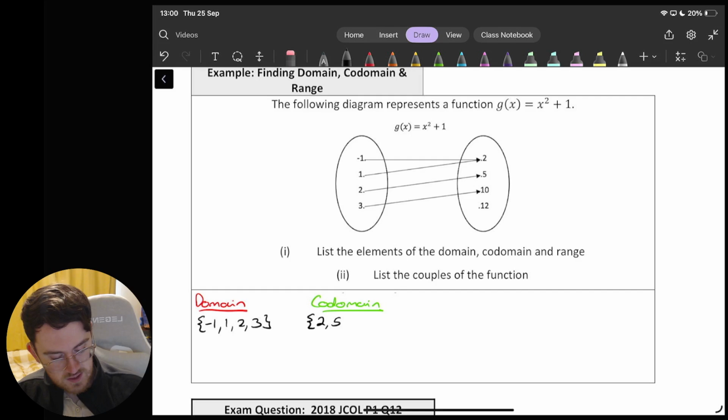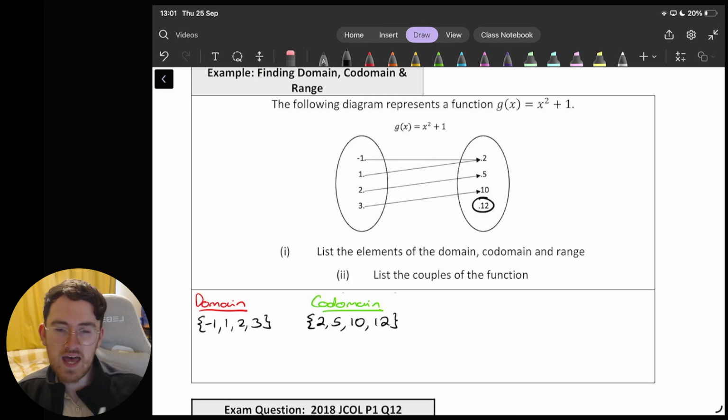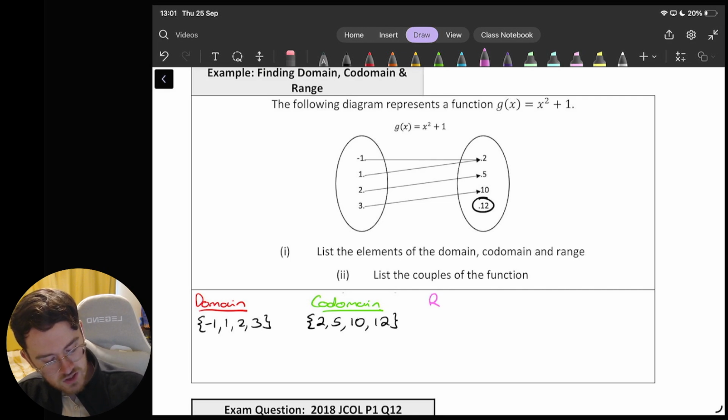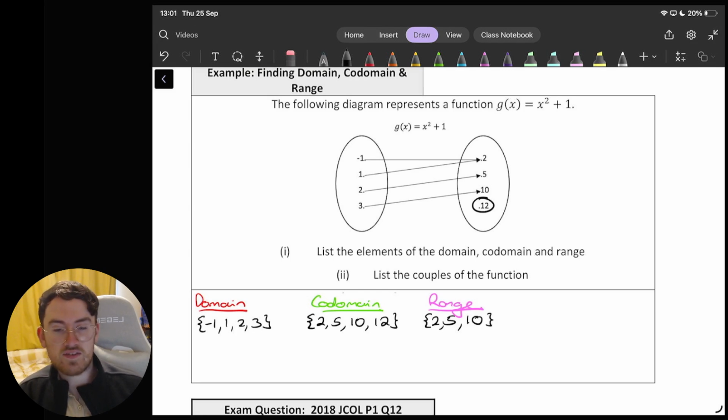So in this case, that's the 2, 5, 10, and 12. We can see that none of my inputs actually go to 12, but 12 is there as a possible output. If I'd gone further with my question, 12 might have been an output that I could have reached. The last one then is the range, which is the set of outputs that I actually get to. In a mapping diagram, it's the ones that the arrows point to, so 2, 5, and 10.